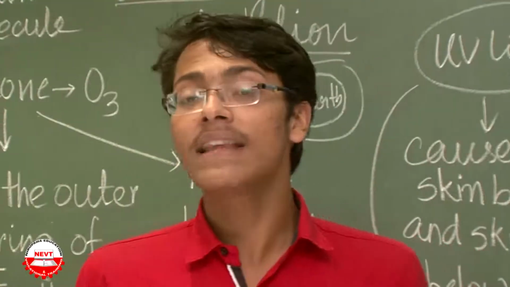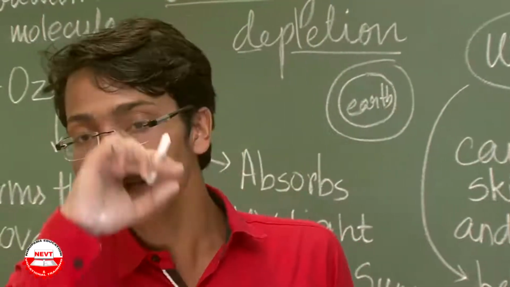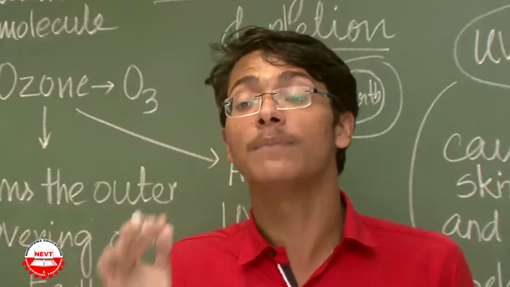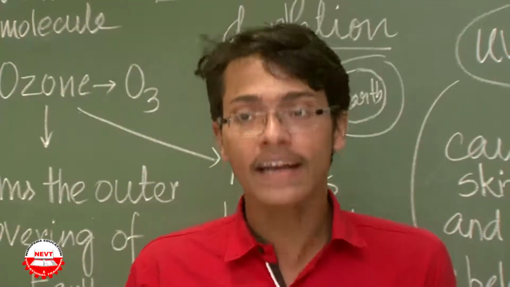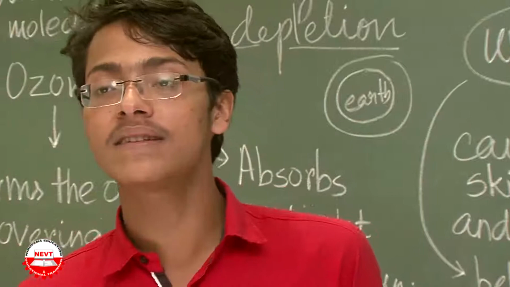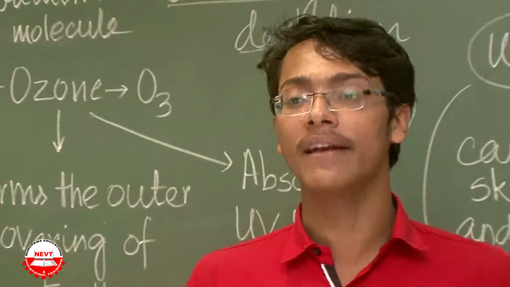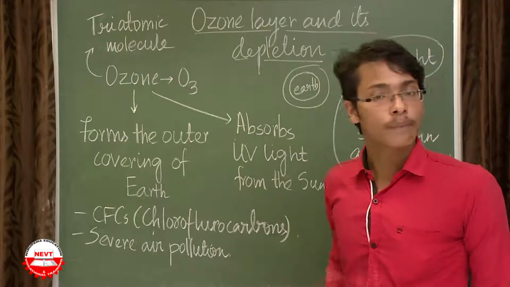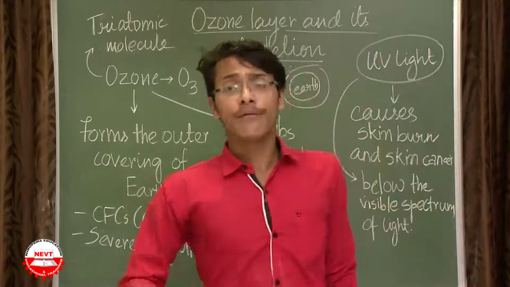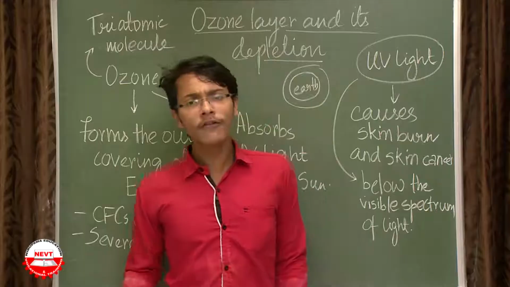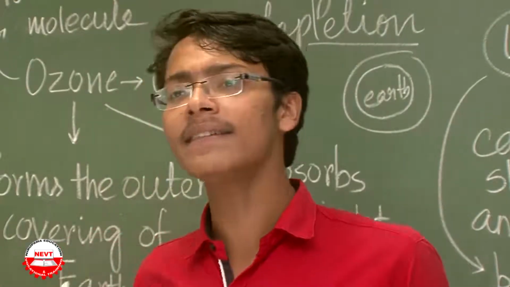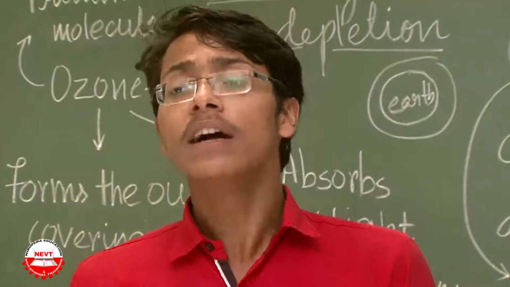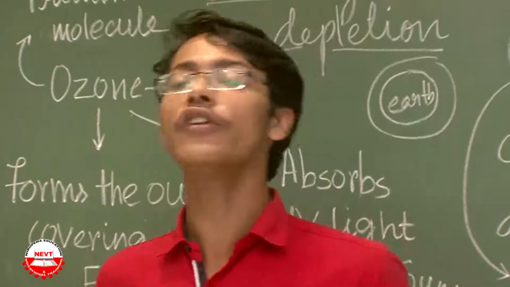Now what is so special about ozone? I told you that ozone absorbs the UV radiation coming from the sun with the incoming solar radiation. Clear? Now what if the UV light is not absorbed? Sunlight is coming, we are happily accepting that. Then what is the problem with ultraviolet or UV light?